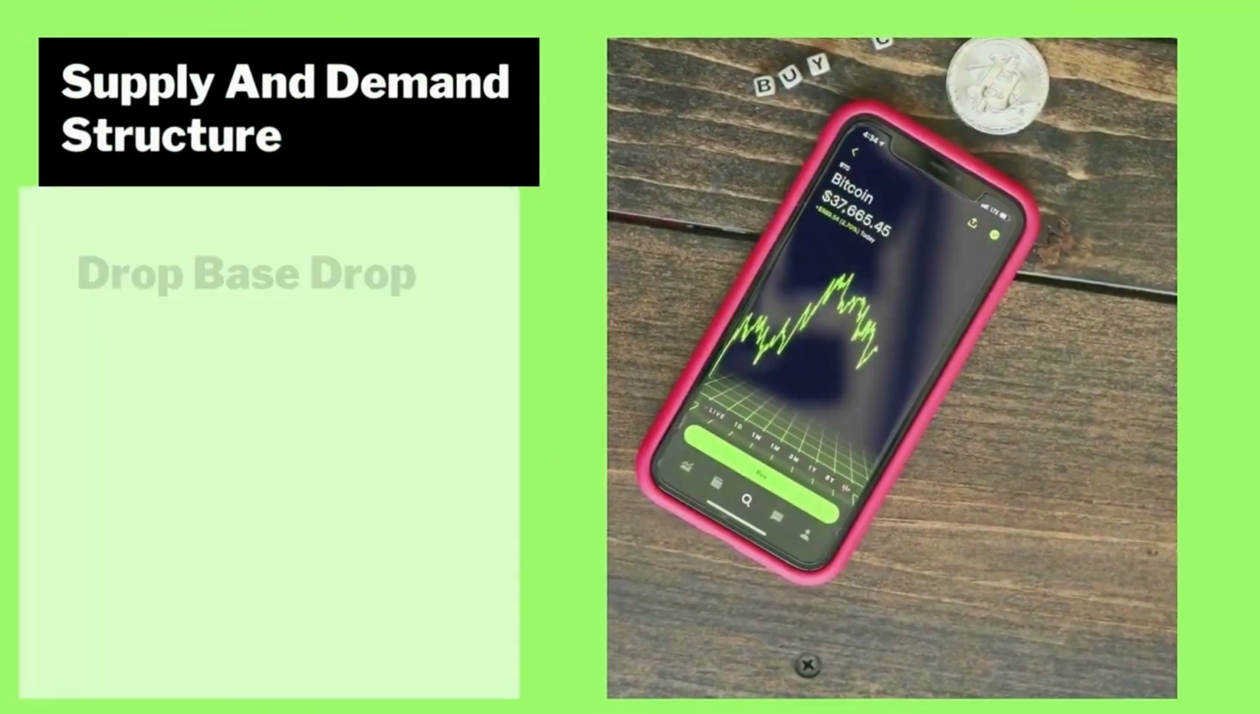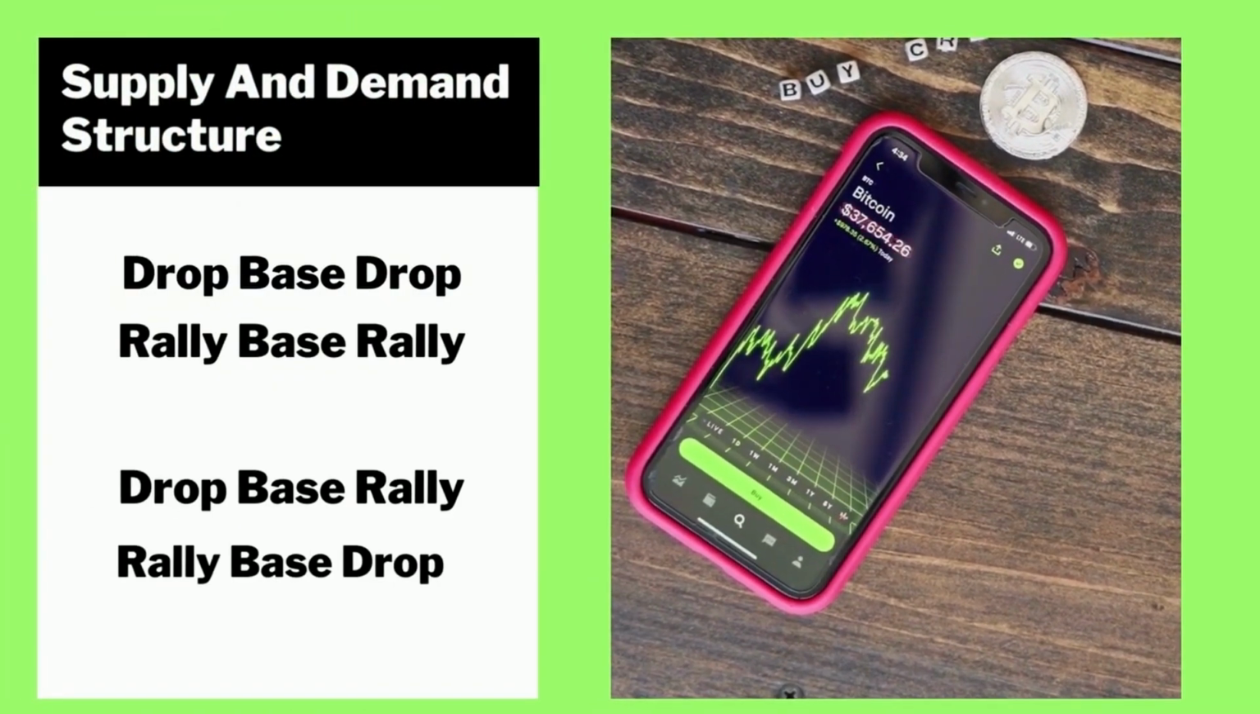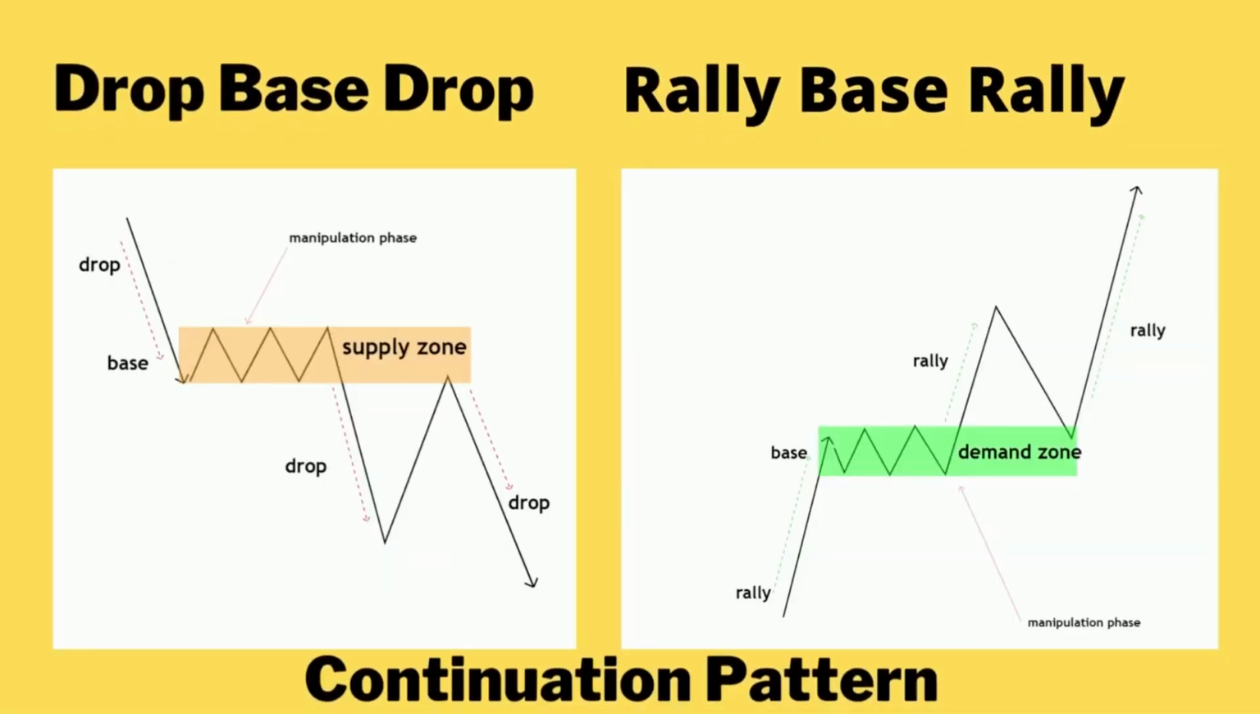We have 4 supply and demand structures, which are drop base drop, rally base rally, drop base rally, and rally base drop. In the first picture, we have our drop base drop, which is when the market drops, makes a manipulation and drops, and then comes back to the supply zone and drops again.